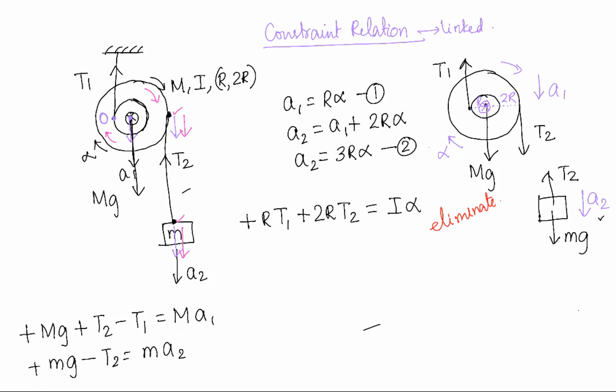Now, what I see over here is that it will be kind of hard to solve directly for A1 and A2. So what can we do? Can we find out alpha over here? Even alpha is going to be difficult.